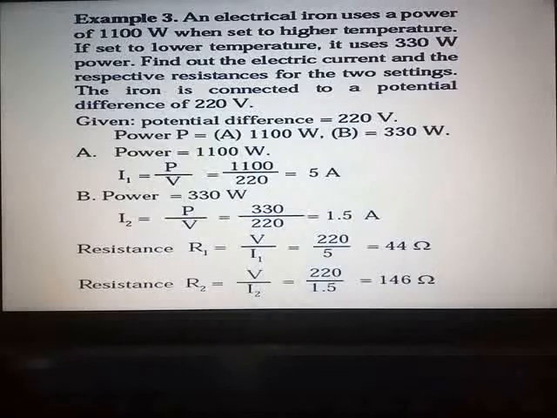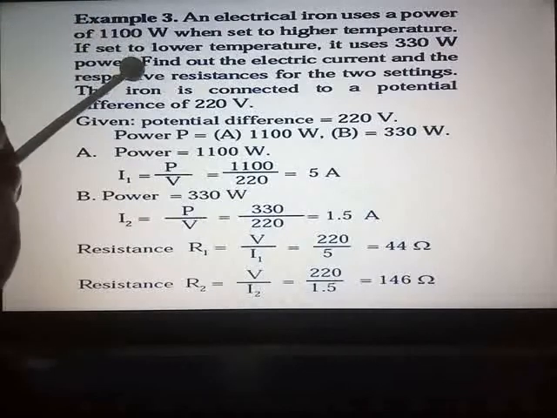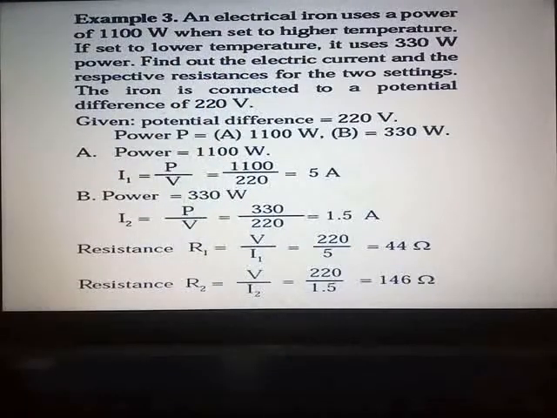Now, this sum can be asked for 3 marks, or if they want to reduce the marks to 2 marks, then they will only ask you to find out the electric current for both the settings. They won't ask you the resistances. So, depending upon the marks, they will ask it in the exam.